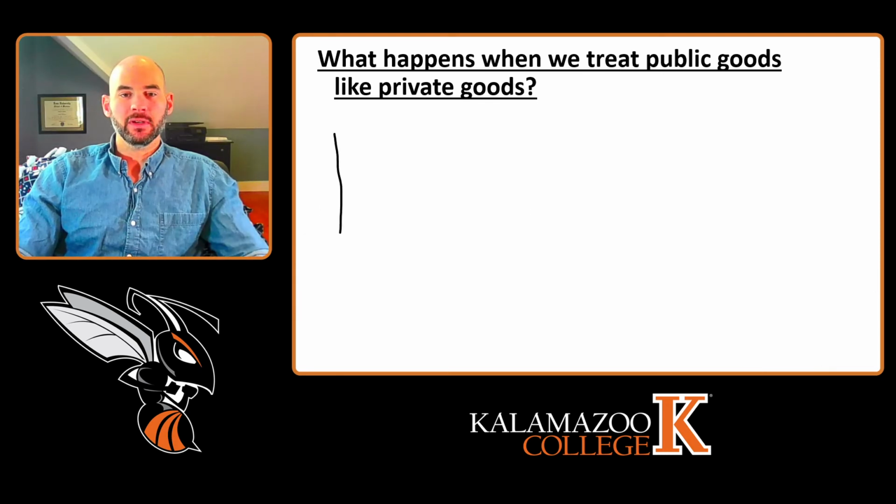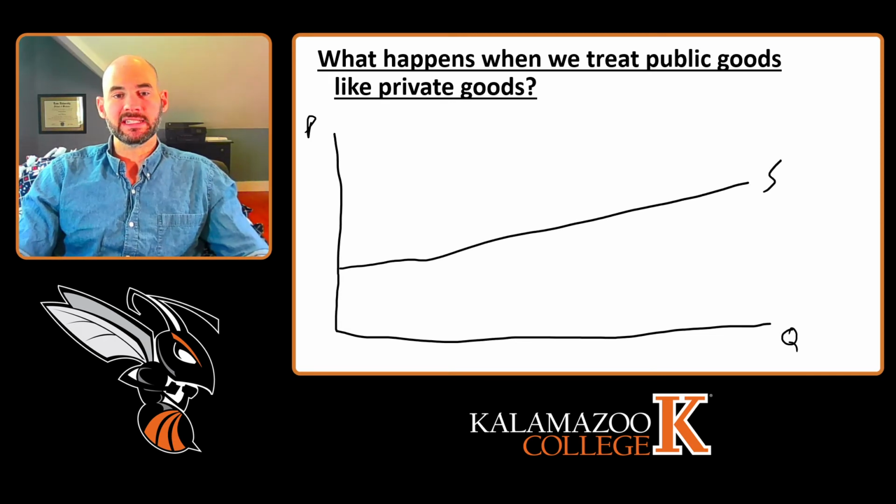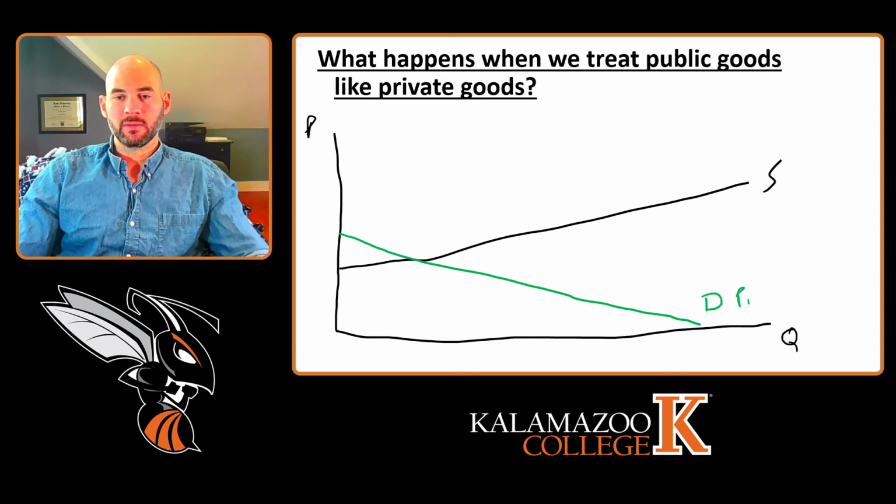So what is going to happen when we treat a public good like a private good? To consider this on a supply and demand graph, let's first draw a supply curve. I'm just going to draw this relatively flat to make our point. We'll use green again to represent the demand for private goods, the aggregate demand for private goods. And we remember that we add these horizontally, so we'll just exaggerate this and have it stretch out more horizontally. So this is the D private.